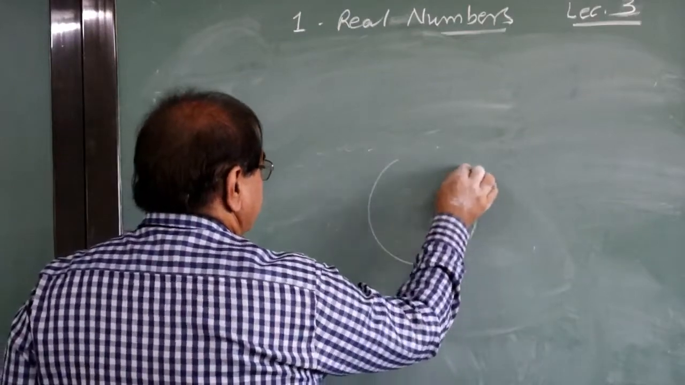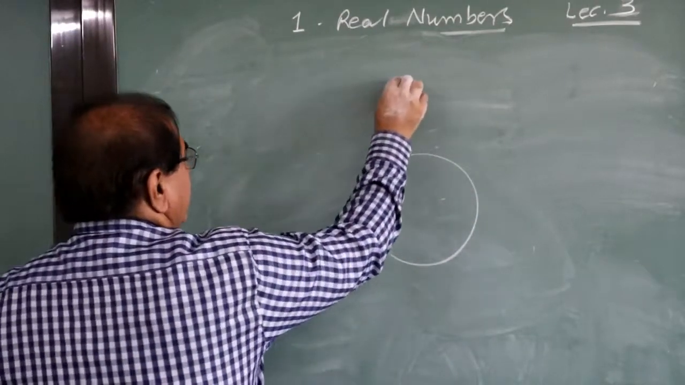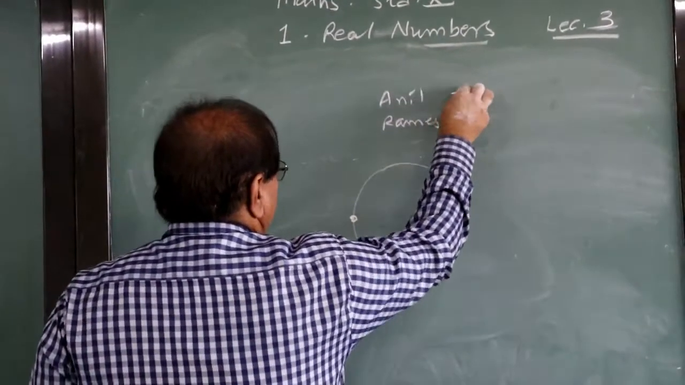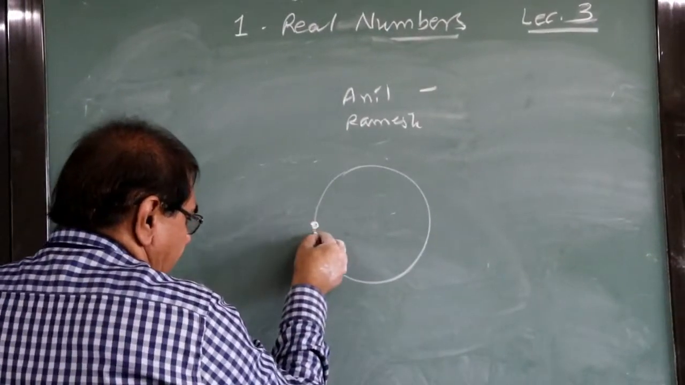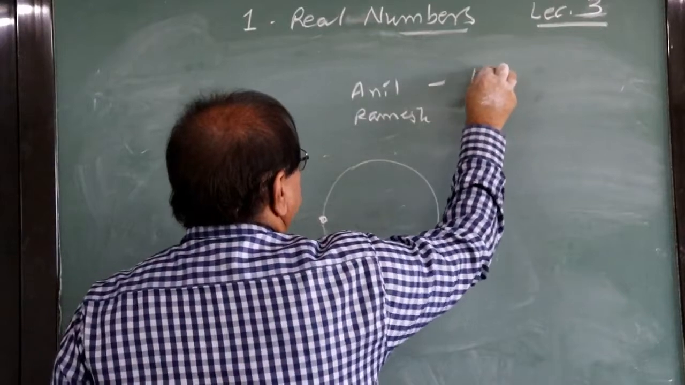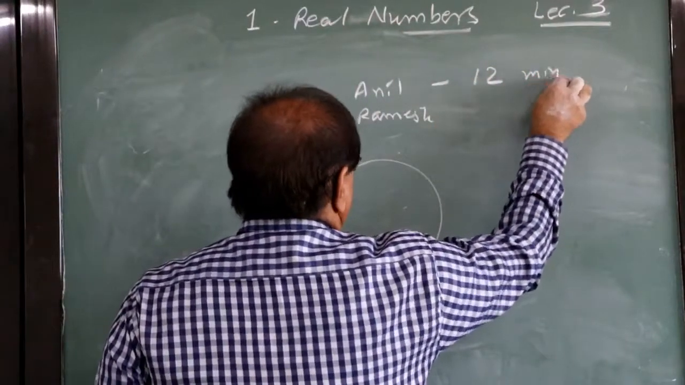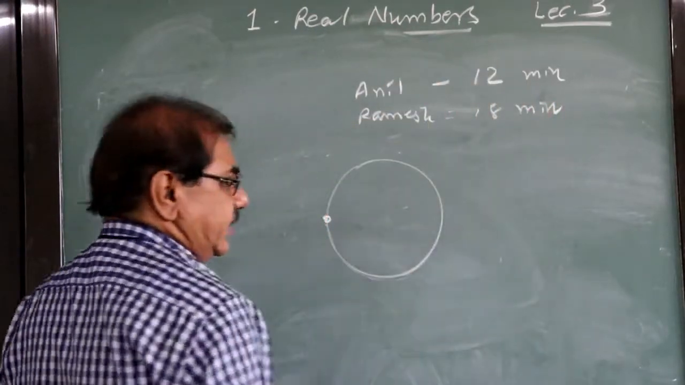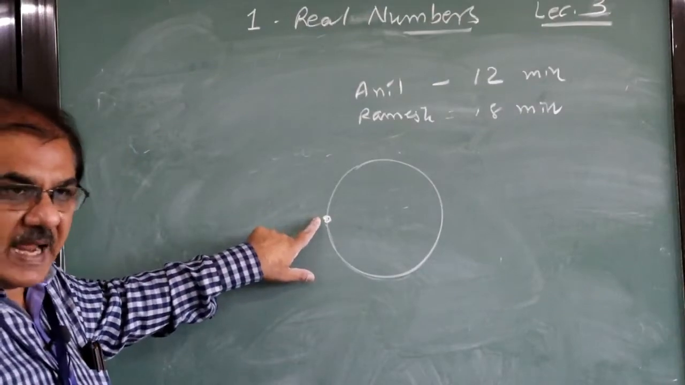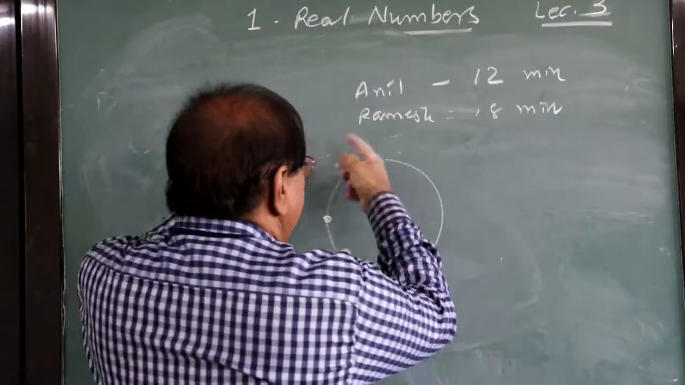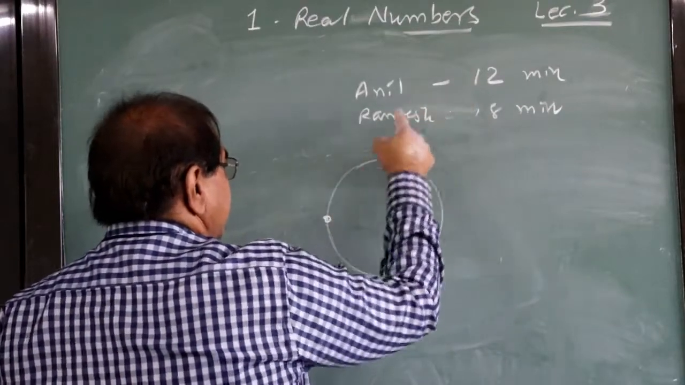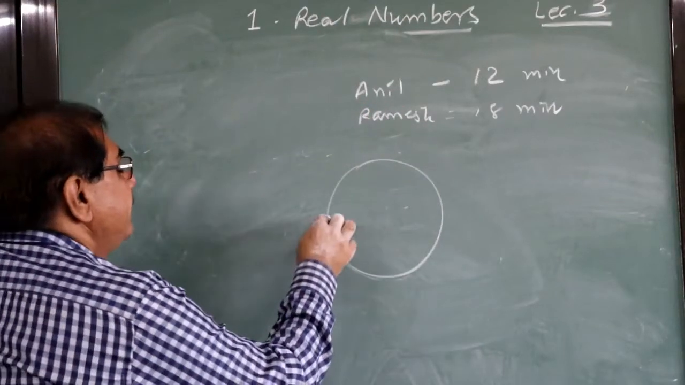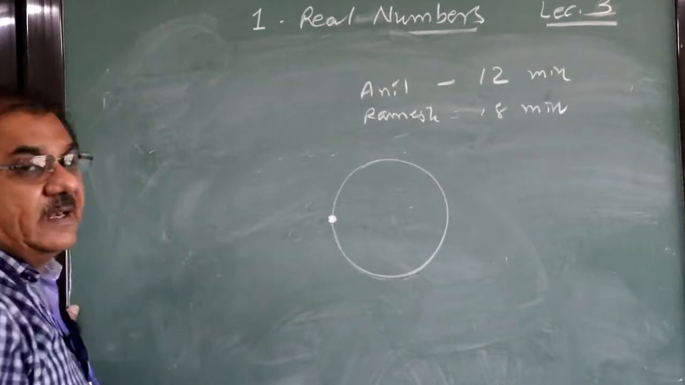Suppose there is a circular ground. It is the beginning. Two friends, Anil and Ramesh. Anil can complete running on the circular path and come to the original place in 12 minutes. And Ramesh does the same thing in 18 minutes. Okay, both start at the same time from the same place, but their speeds are different. One completes the circular round in 12 minutes, the second completes the circular round in 18 minutes. Then after how many minutes will they be at the same place at the origin again?